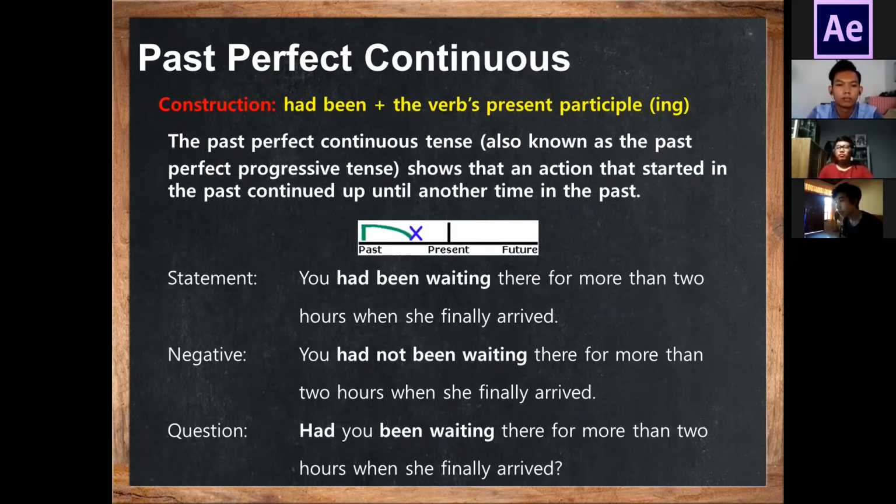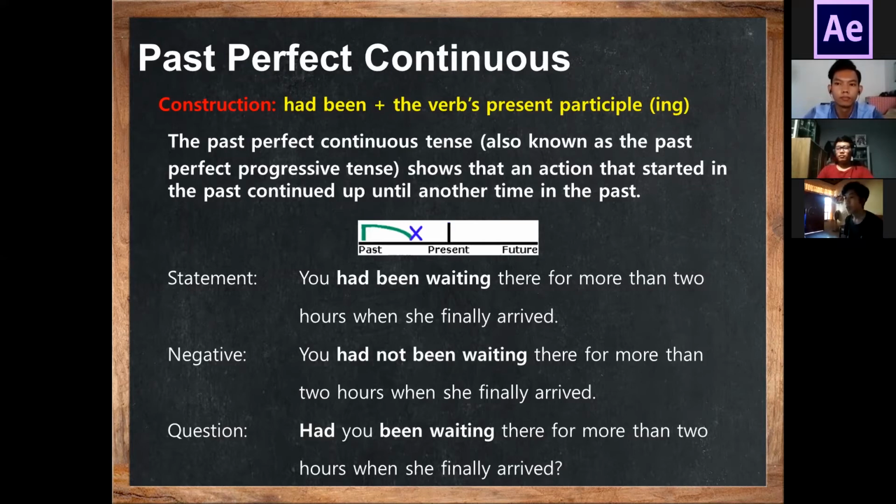Next, for example, a positive sentence: You had been waiting there for more than 2 hours when she finally arrived. Next, a negative sentence: You had not been waiting there for more than 2 hours when she finally arrived. Finally, the interrogative sentence: Had you been waiting there for more than 2 hours when she finally arrived?